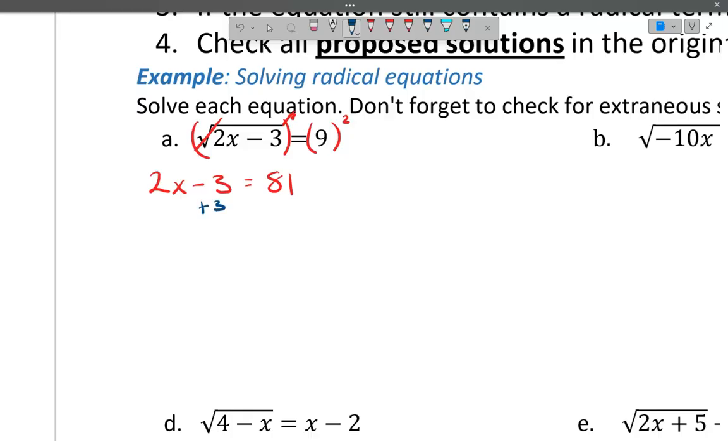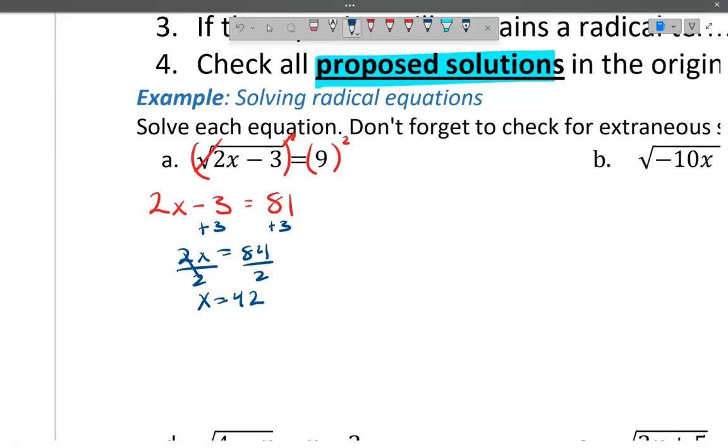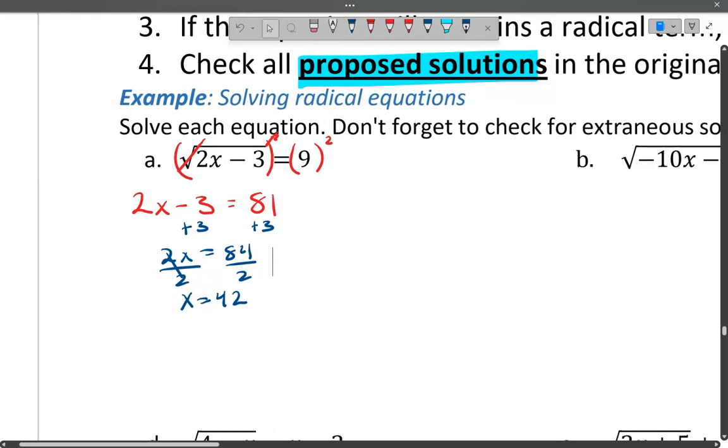We'll add 3 to both sides. We'll divide by 2. We get x equals 42 as a proposed solution. Again, this is a proposed solution. So now we're going to check our solution. We're going to plug it back into the original equation.